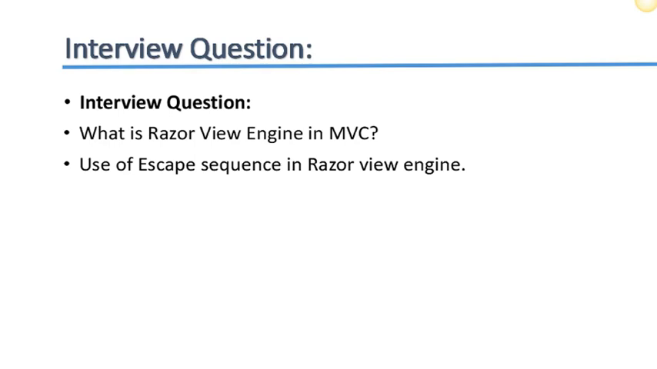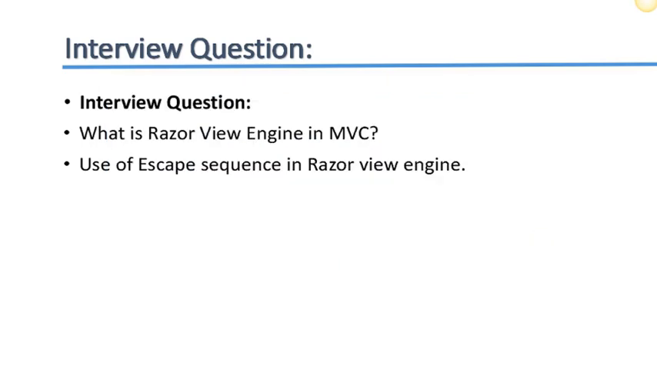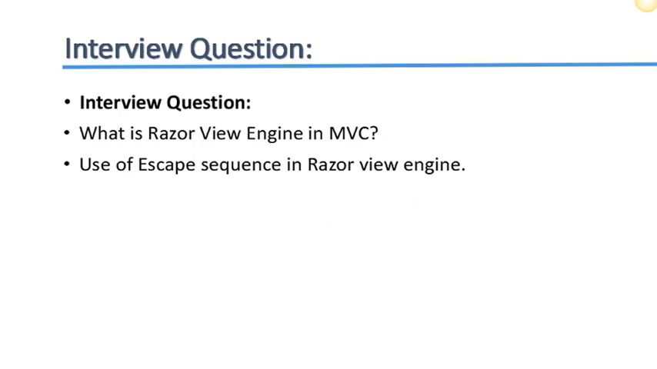Those are all the points we have understood in this tutorial. First we understood what is View Engine and why View Engine is required, what is Razor and the syntax of Razor, and also how to comment in Razor and how to use the escape sequence in Razor View Engine. Those are all the points we have covered in this tutorial. In the next tutorial we are going to understand how to use loops in Razor View Engine.